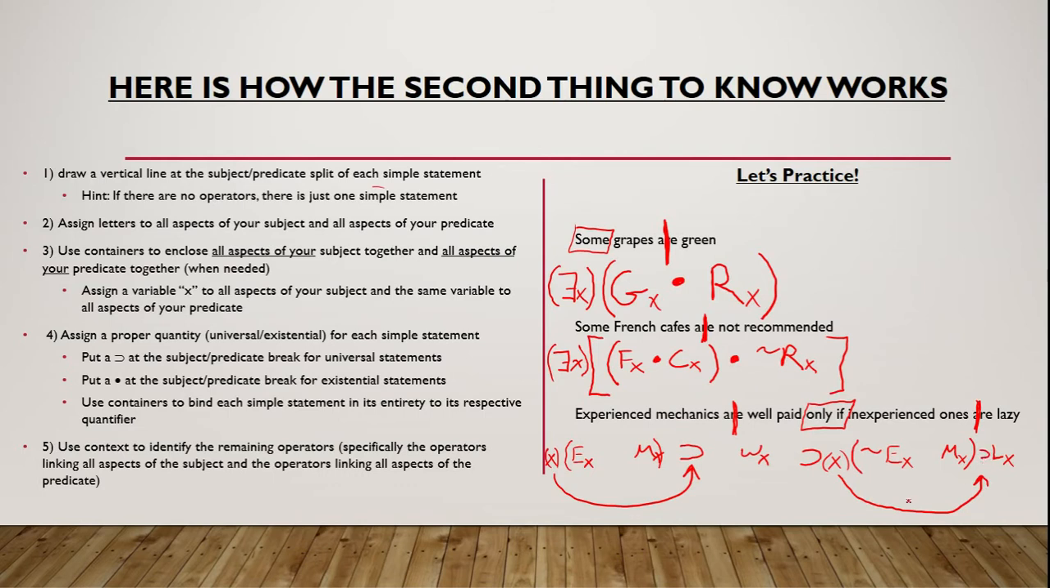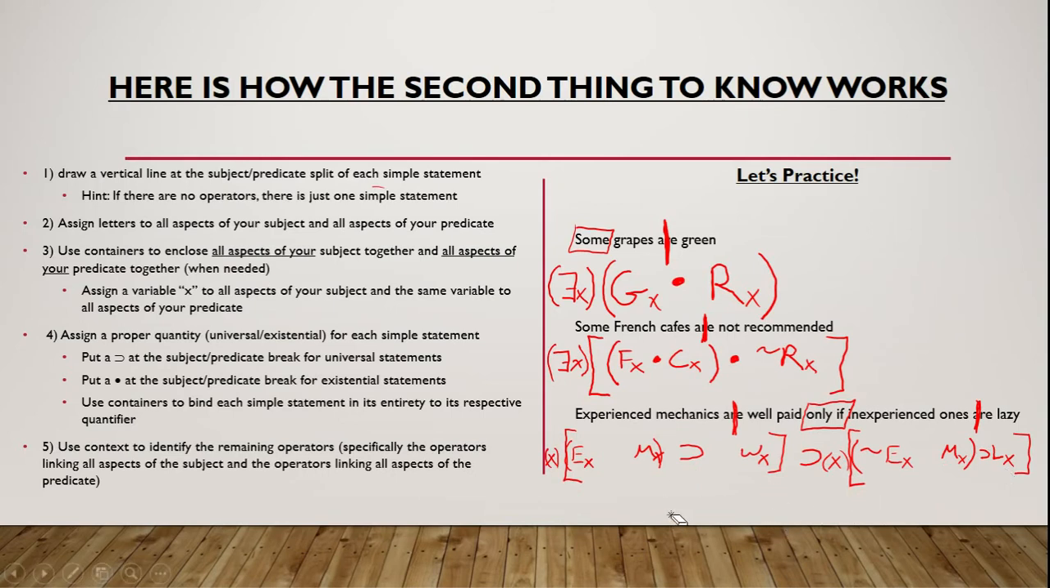Okay. Use containers to bind each simple statement in its entirety to its respective quantifier. So we need to connect everything with the first statement to that quantifier. So we're going to put a square bracket before the experienced and after the well paid. And then the second simple statement, we're going to bind everything to its quantifier. So we're going to put a square bracket right before inexperienced and after lazy.